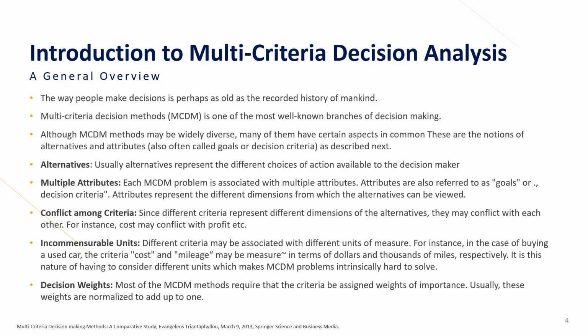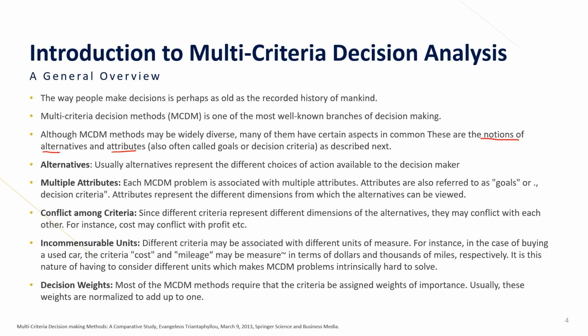Although multi-criteria decision-making methods may be widely diverse and have several variants, many of them might have certain aspects in common. We call these notions alternatives, attributes, criteria, and decision weights, and we will discuss them next.